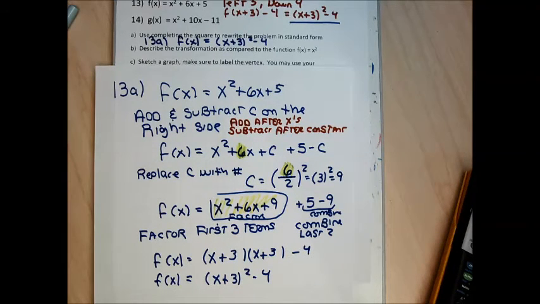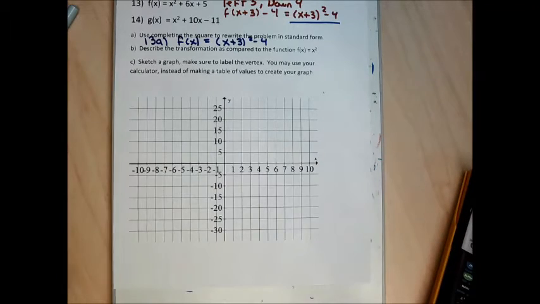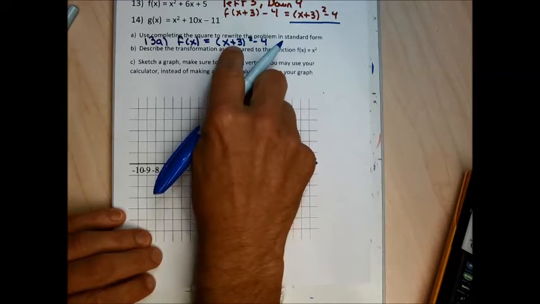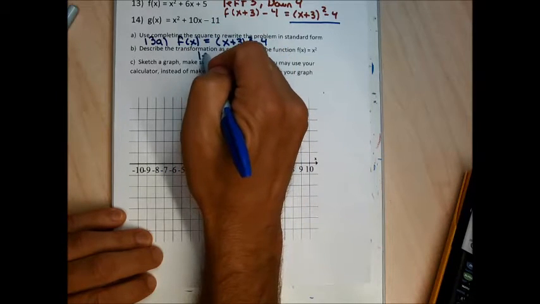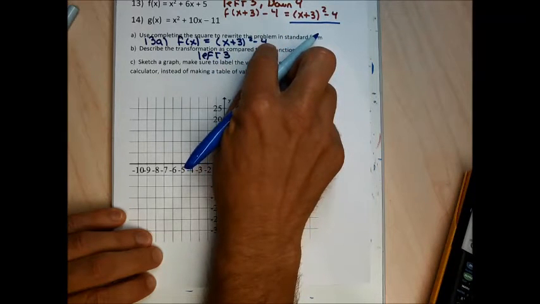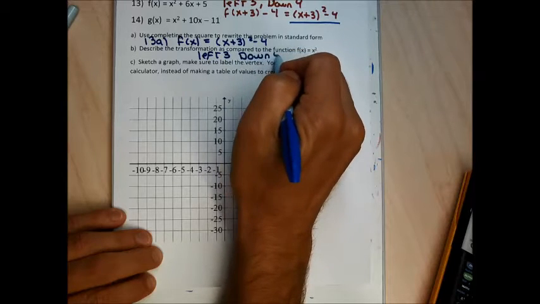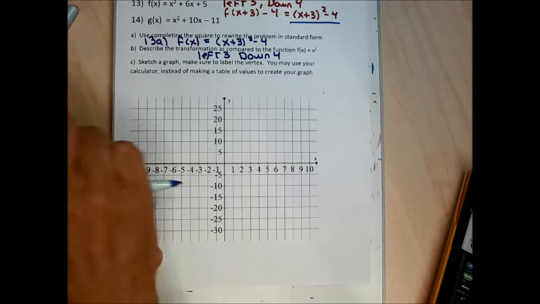Now I want to describe the transformation that occurs compared to the function f of x equals x squared. The plus 3 inside the parentheses is going to move it left 3. The minus 4 after the squared is going to move it down 4. Done with part B. Now I go to part C.